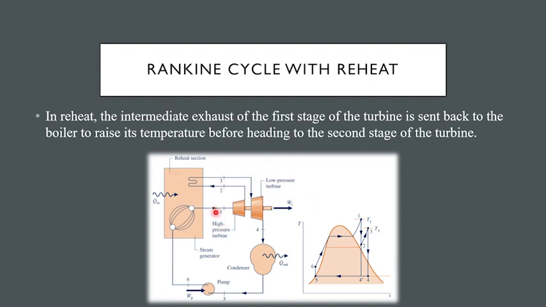Let's start with stream number 1. Stream number 1 is the output of the boiler and the input of the first stage of the turbine. The output of the first stage of the turbine is stream number 2, and this goes back to the boiler to reheat the output of the turbine. After reheating, we have stream 3. Stream 3 is the input to the second stage of the turbine. The output of the second stage of the turbine is stream 4. This then passes through the condenser wherein heat is rejected, and then we go to the pump, and then we go back to the boiler. Everything else is the same.